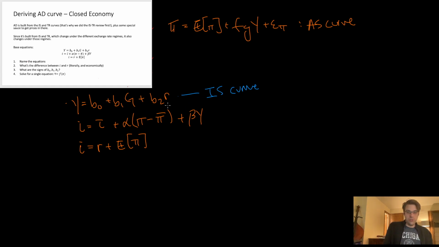Second equation, this should be very familiar to you. It's the Taylor rule. This is the Taylor rule. And then finally, we have this one down here. This is totally new. This is the Fisher equation. The Fisher equation.